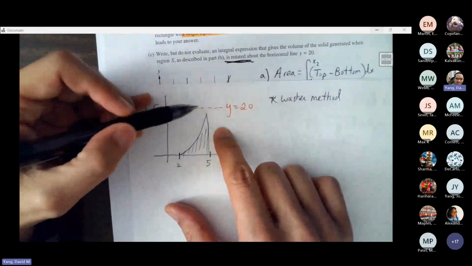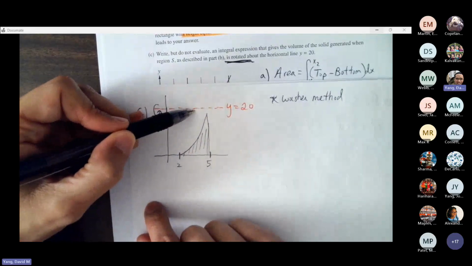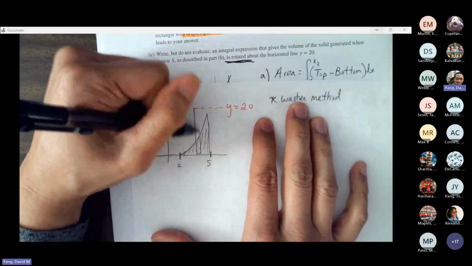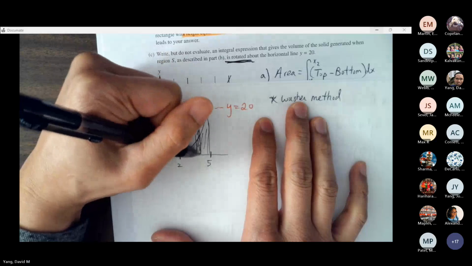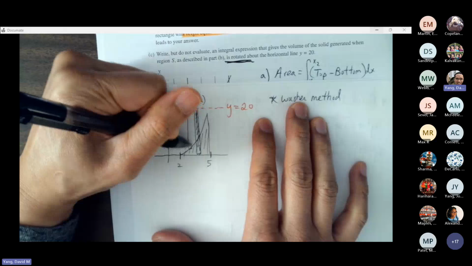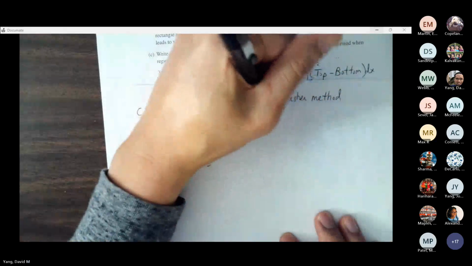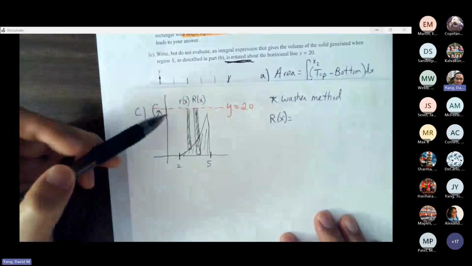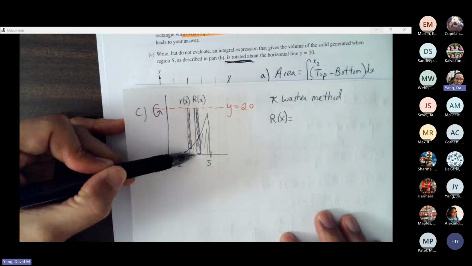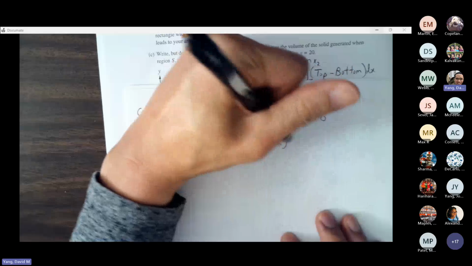We need to build two radii, big R and little r. Big R and little r both have to include the dotted line. So from the dotted line all the way to my furthest boundary, that'll be my big radius. And then from the dotted line to the closer boundary, that'll be my little radius. So big radius, top minus bottom. Top is sitting on the dotted line, which is 20. The bottom is sitting all the way down at the x-axis, which is 0. So 20 minus 0.